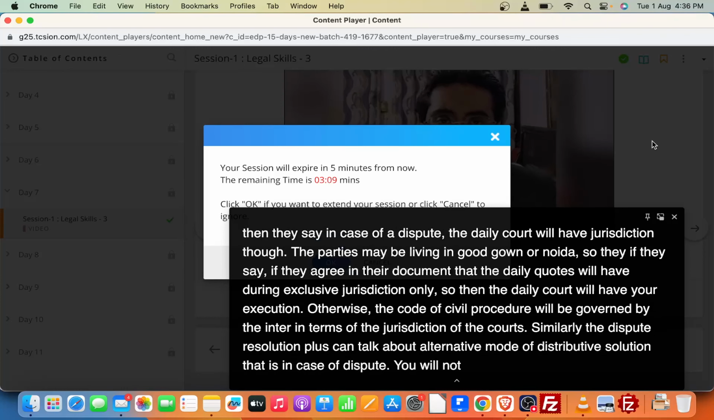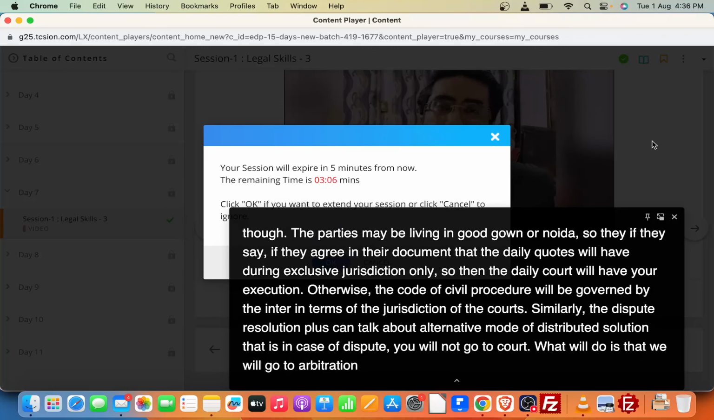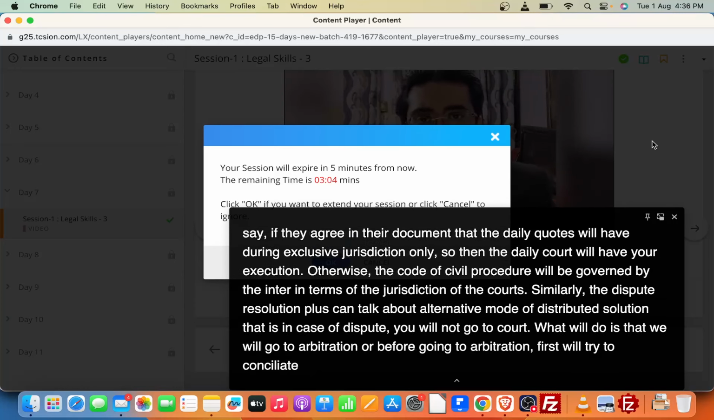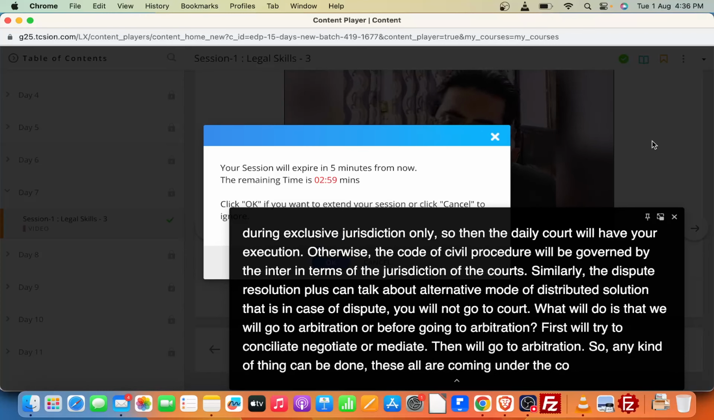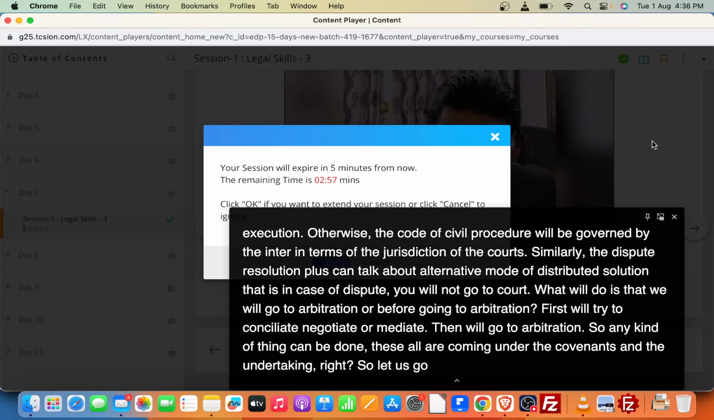That is, in case of dispute, we will not go to court. What we'll do is that we will go to arbitration, or before going to arbitration, first we will try to conciliate, negotiate, or mediate. Then we'll go to arbitration. So any kind of thing can be done. These all are coming under the covenants and the undertakings, right? So let us go further ahead.